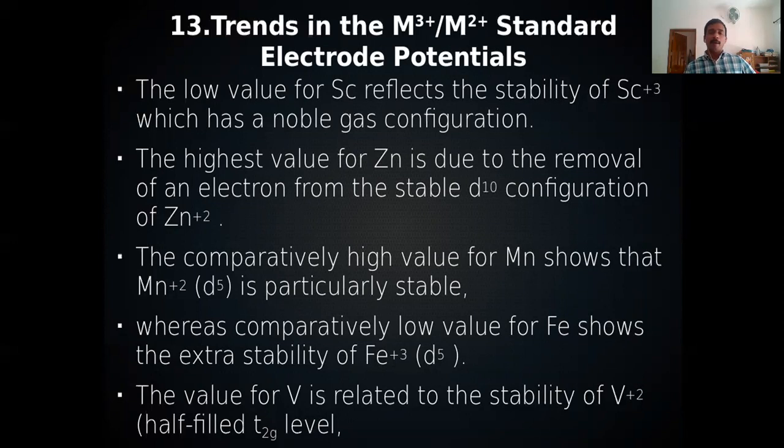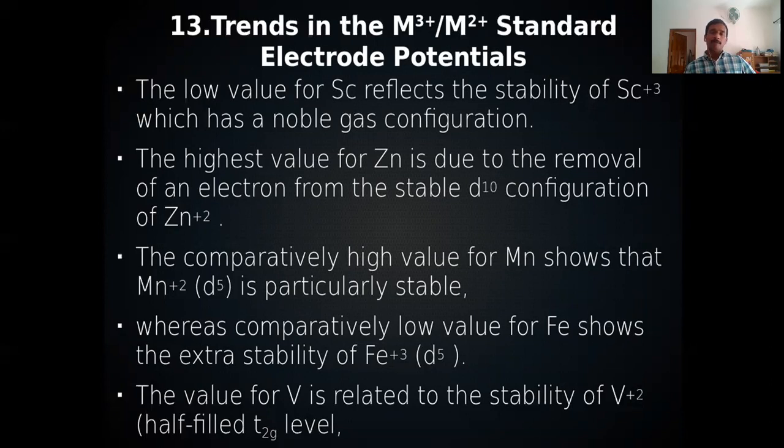But in the case of iron, Fe3+ is more stable than Fe2+. So Fe3+ is not ready to change to Fe2+. Means its reduction tendency is low. So its reduction potential will be low. Means the value will be large negative.